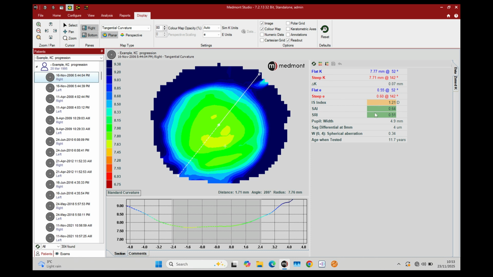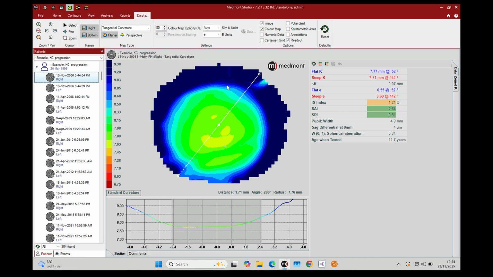Most topographers will give you a similar traffic light system. We've got effectively amber and we've got green to green. Now these are very sensitive. It's very common to have these being amber or even red in a healthy cornea. What's important is these indices change significantly if the cornea changes. So it's not necessarily them being amber or green, it's if there's any change.